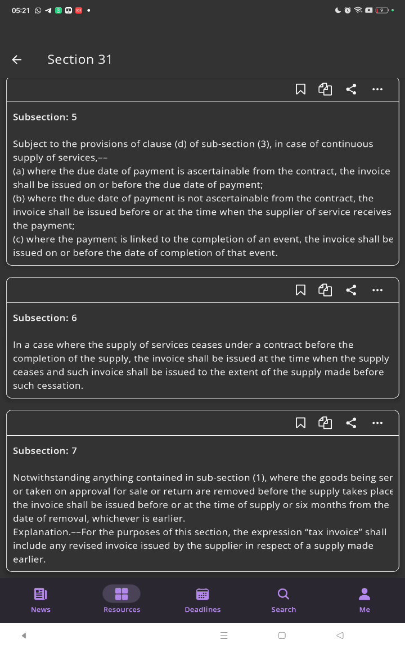Subsection 7. Notwithstanding anything contained in subsection 1, where the goods or services are taken on approval for sale or return and are removed before the supply takes place, the invoice shall be issued before or at the time of supply or 6 months from the date of removal, whichever is earlier. Explanation: for the purpose of this section, the expression tax invoice shall include any revised invoice issued by the supplier in respect of the supply made earlier.